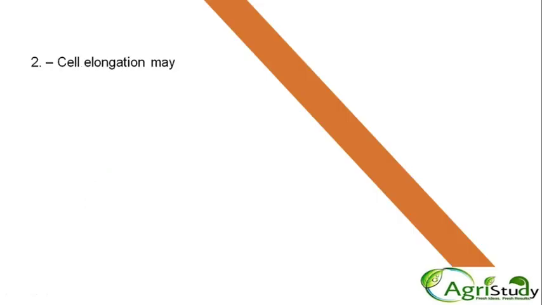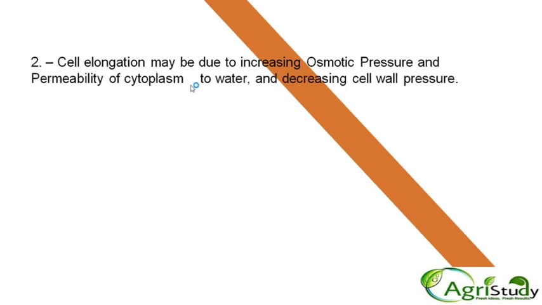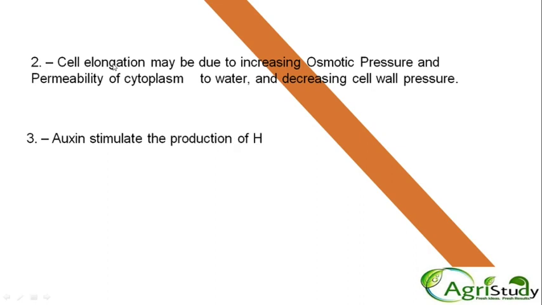There are some other possible hypotheses for the cell expansion. Cell elongation may be due to increasing osmotic pressure and permeability of cytoplasm to water, and decreasing the cell wall pressure. That is, increasing the osmotic pressure and permeability of cytoplasm to water. Once it is under pressure, the wall automatically weakens and water might enter by decreasing the cell wall pressure. That is another hypothesis for the cell expansion.